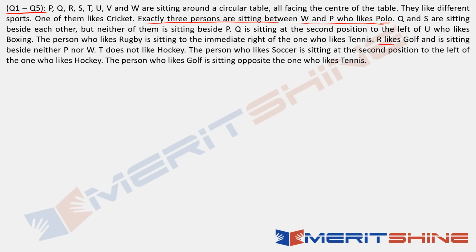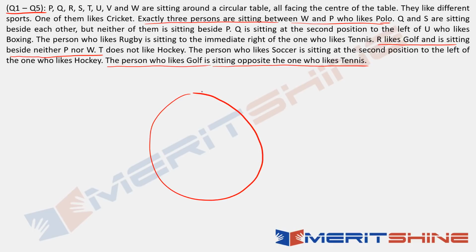This looks good. R likes golf and is sitting beside neither P nor W. P, W, again R is connected. R likes golf, and this one is good. The person who likes golf is sitting opposite to the one who likes tennis. So I think we can start with this one. This is enough. So let me just make this for you.